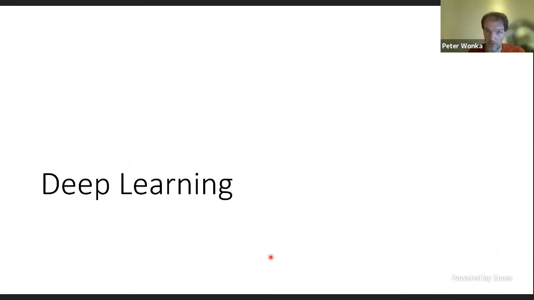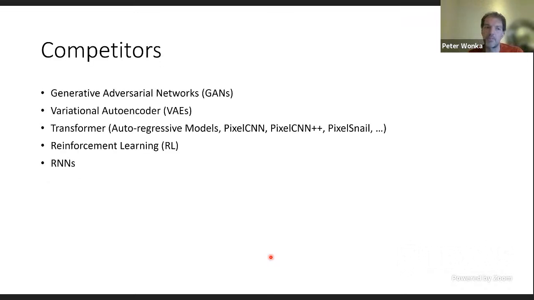Nowadays, of course, the question is, how can we use deep learning for urban modeling? There are multiple competitors. I would say generative adversarial networks, or GANs, variational autoencoders, VAEs, and then it's a bit tough to group. So I basically call it transformer, which goes along this line: autoregressive models, PixelCNN, PixelCNN++, PixelSNAIL. So using transformers in this way. And maybe to a lesser extent, reinforcement learning and RNNs. I would say the first three are the ones I want to comment on.